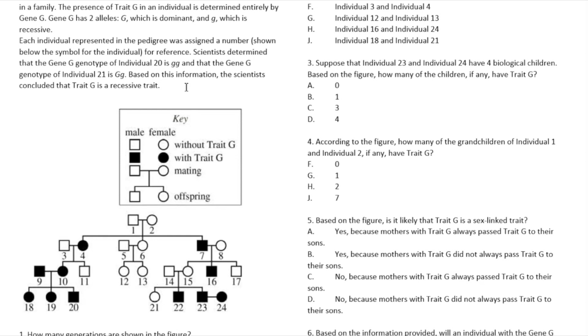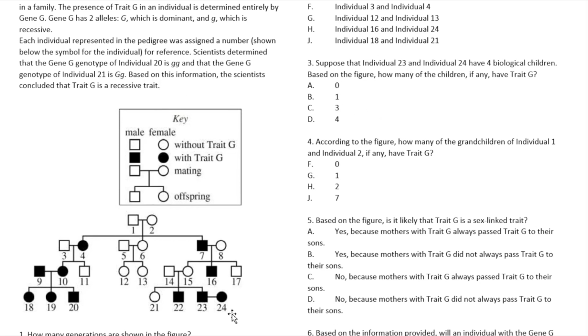Now I know that seems a little tough. You can also think of it like not having trait G is a stronger effect than having trait G, because trait G is a recessive trait. So if there are any capital G's in your genome, then you will not have trait G.